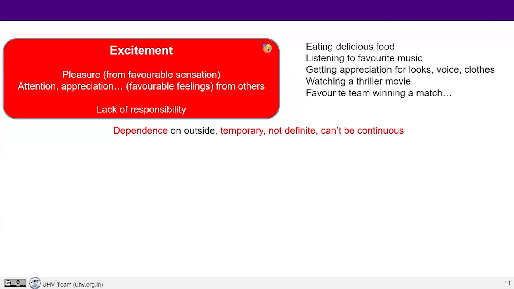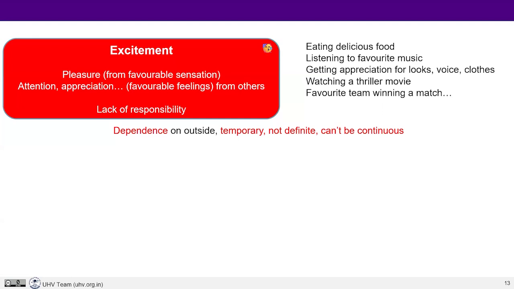If it is the case of excitement, what could be the examples? In fact, I will focus more on the changes that have been made in the slides. So: eating delicious food, listening to favorite music, getting appreciation for looks, voice, clothes, watching a thriller movie, favorite team winning a match, so many things. You can see that such things are either giving pleasure from favorable sensation or giving us attention, appreciation from others, right? And I may not have the sense of responsibility here.